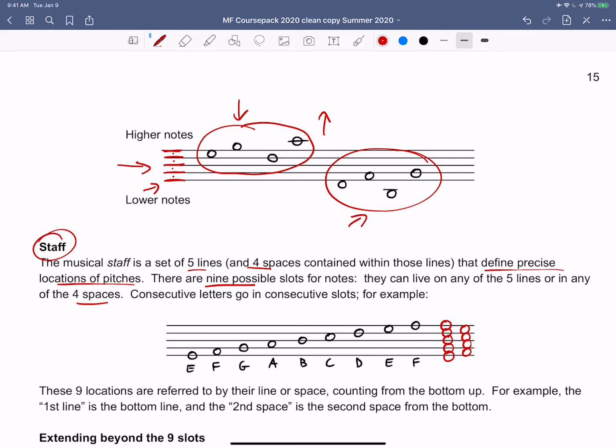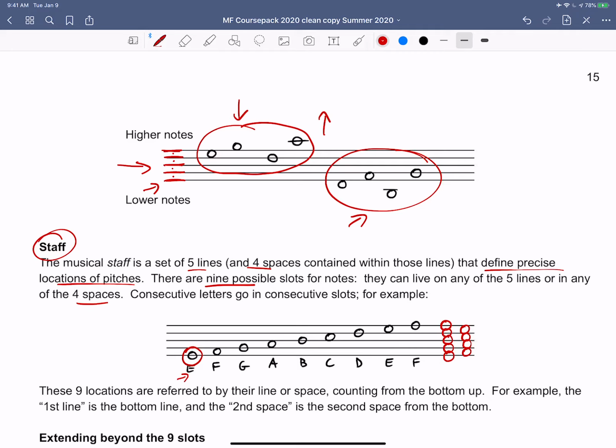Now here's the rule about the staff. Anytime you go from one location or one slot to the very next one, up or down, you go either forward or backward in the alphabet by 1 letter. So let's take this as an example. Here we have a note on the first line of the staff.